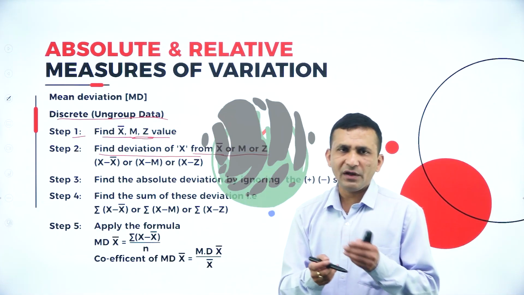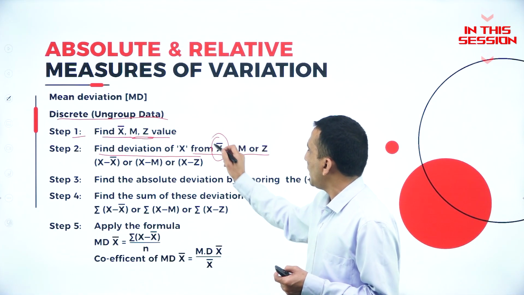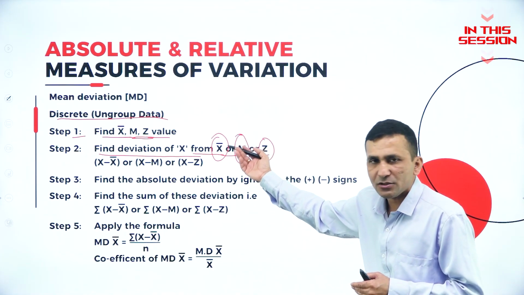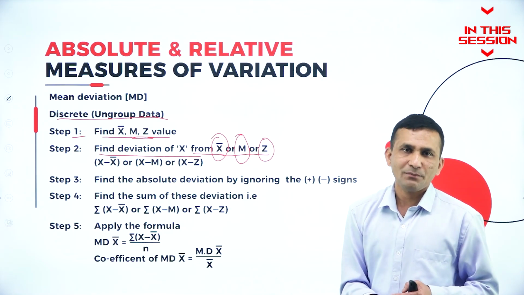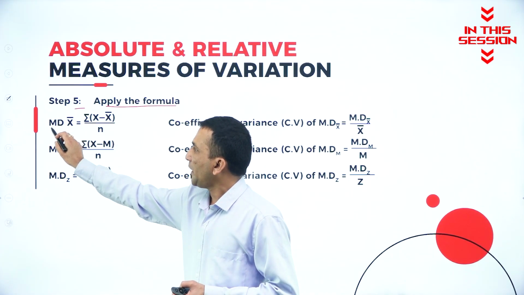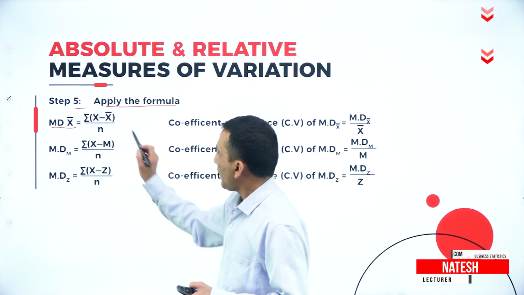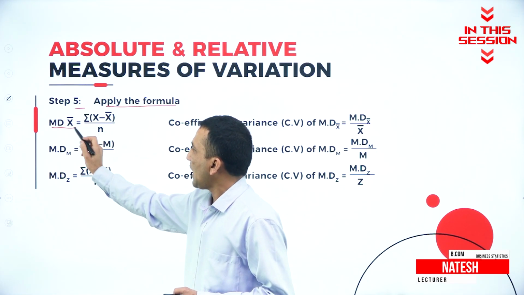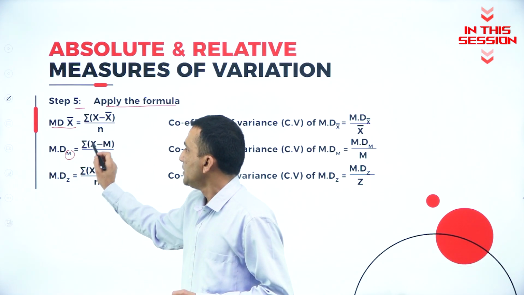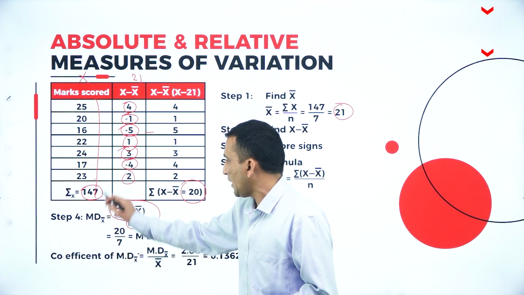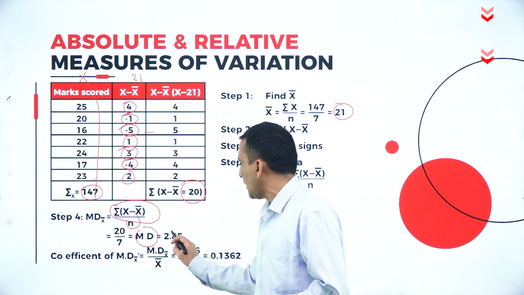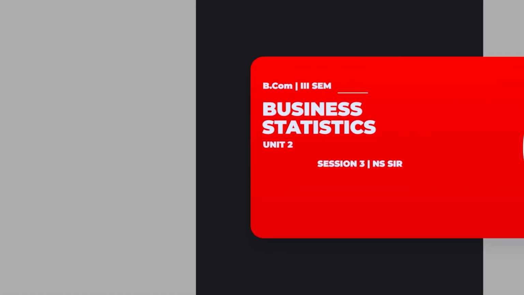From the X series only we are trying to calculate the X bar value, median value and mode value. What are the steps related to finding X bar? Already in the first chapter I have covered. If they are asking to find out mean deviation from mean, the formula is very simple: sigma of x minus x bar. If they are asking with the help of median, then sigma of x minus median. The number of observations is given, 7 items. After simplification, the mean deviation I am getting is 2.85.